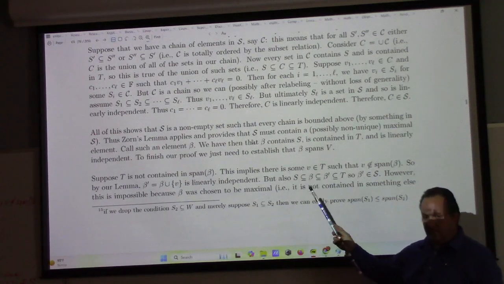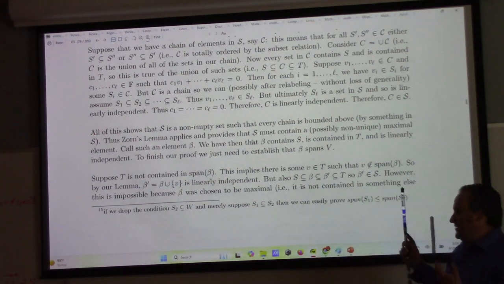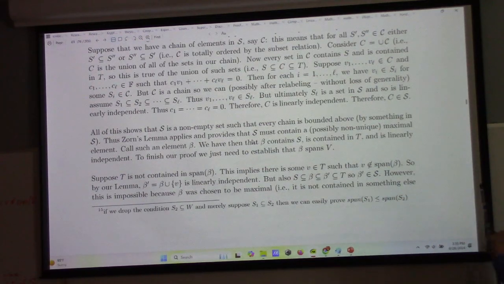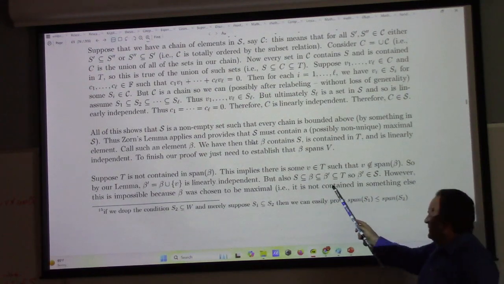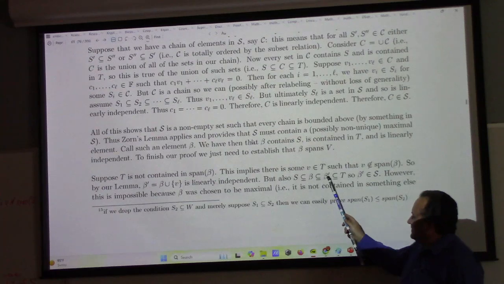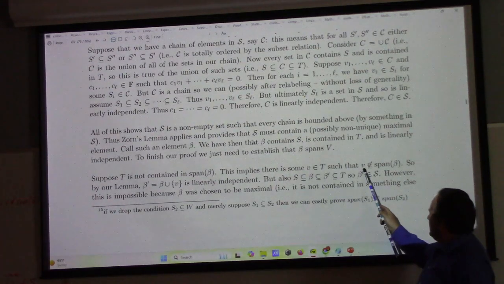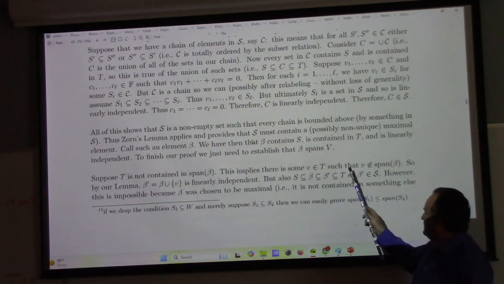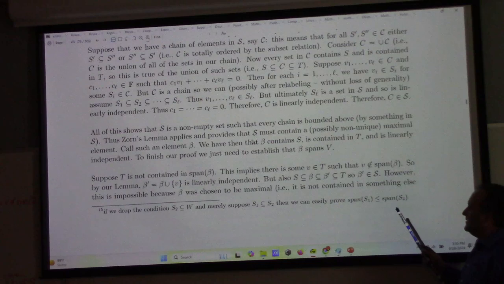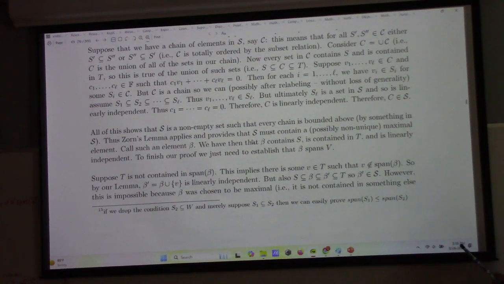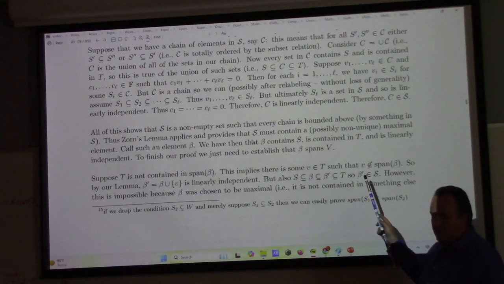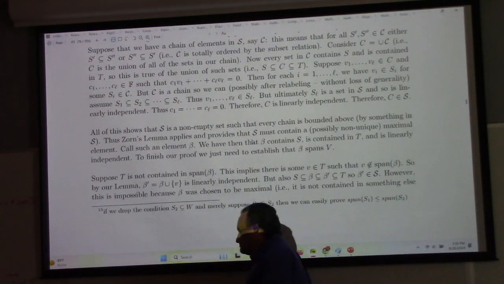So that's impossible because beta was chosen to be maximal. It's the superset of everything. In other words, another way to read this would be, okay, so then beta has to be equal to beta prime. But well, no, I can't say that, because there can't be equality here: we've assumed that v is not in the span of beta, and if these were equal, then v would be in the span of beta prime. But we can't have that because it's maximal. Therefore, there does not exist a v in T that's outside the span, which is going to force equality.